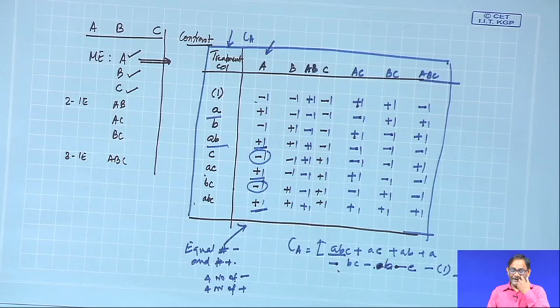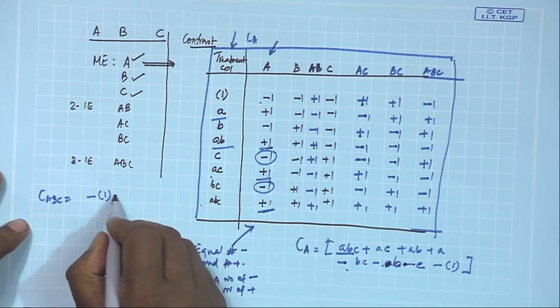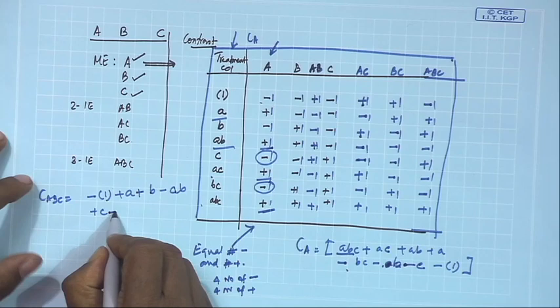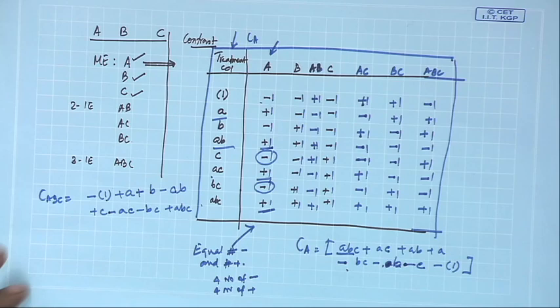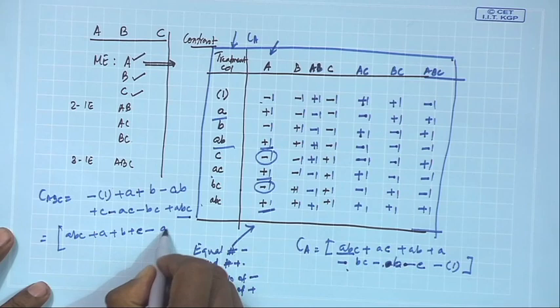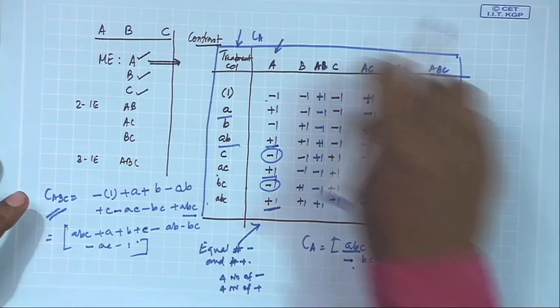Now, if you want to know the contrast for ABC, this effect, that means this will be minus 1 plus A plus B minus AB plus C minus AC minus BC plus ABC. So, I can write like this: ABC plus A plus B plus C minus AB minus BC minus AC minus 1. This is the contrast for ABC.